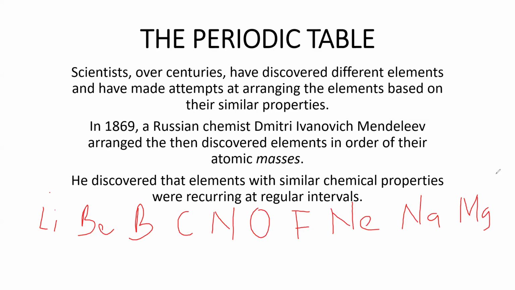Now, one very important thing he discovered when he arranged elements in this order is that when he picks an element, let's say lithium, the 8th element after lithium will have similar chemical properties as lithium. Which element is the 8th element after lithium? Unmute yourself.